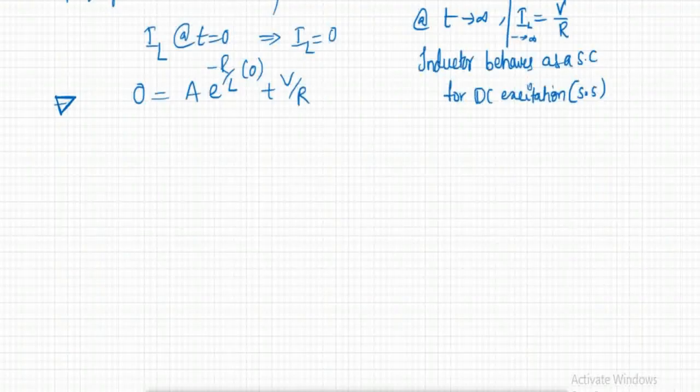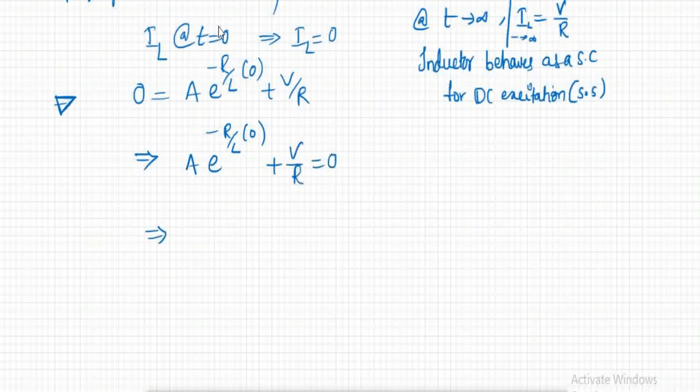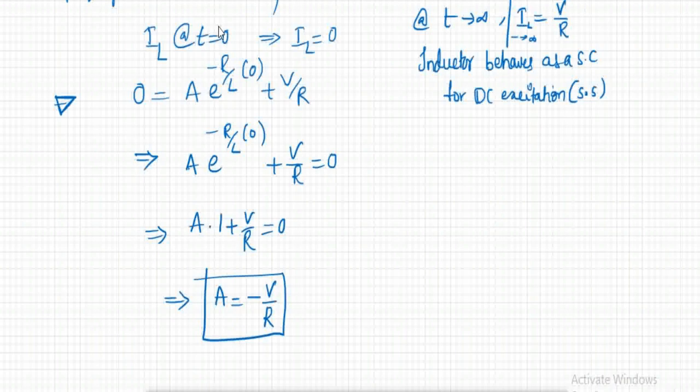Okay. Now, let us rearrange this. That will become A e power minus R by L into 0 plus V by R is equal to 0. So here A e power 0 means it will be 1. So that is A into 1 plus V by R equal to 0. So what is the value of A here? A is nothing but minus V by R. We have obtained a constant value by applying initial conditions of the circuit.